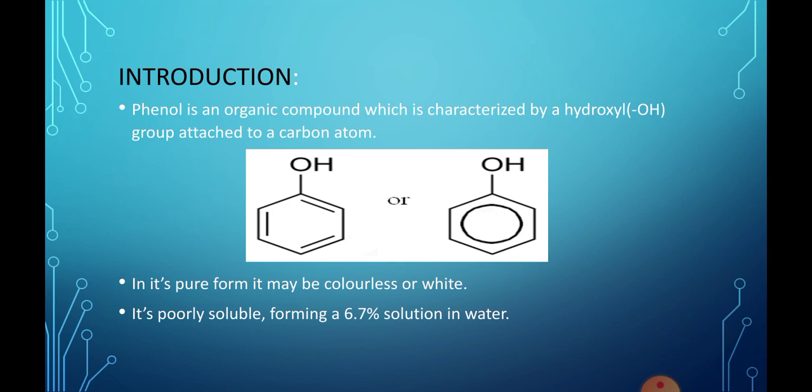First, we need a little introduction about what phenol actually is. Phenol is basically an organic compound characterized by a hydroxyl group attached to a carbon atom. It is basically a benzene ring structure on which an OH group is attached. This is called phenol. In pure form, it may be colorless or white. It's poorly soluble, forming a 6.7% solution in water. So this is a little introduction about phenol.